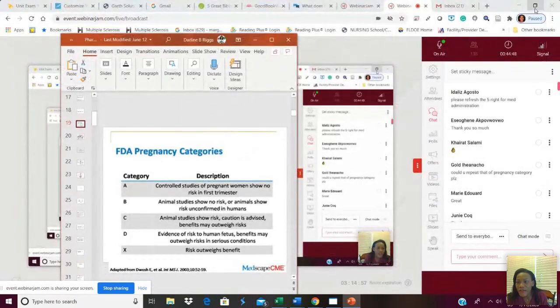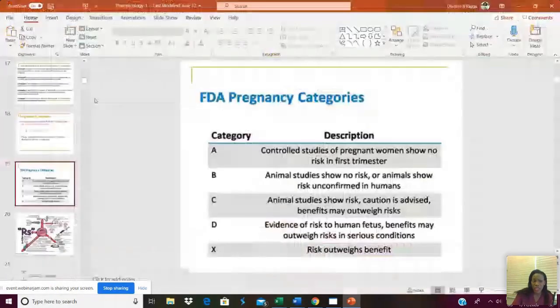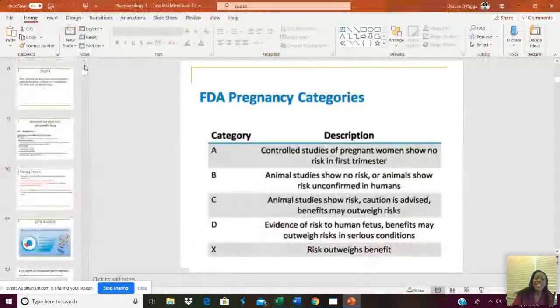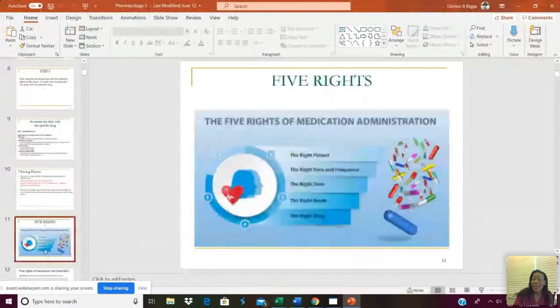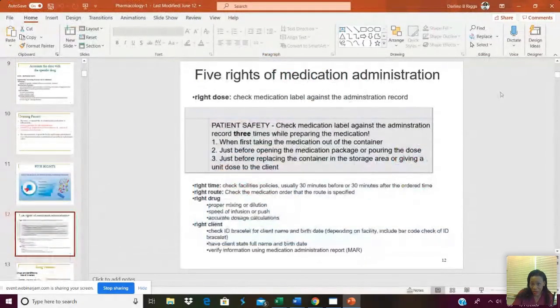Please refresh the 5 rights for med administration. Okay, so what I said with the 5 rights, a lot of times we know them, but we don't go into details as to what they mean. So this slide right here will help you with that. So we know we should give the right dose at the right time, the right route, the right drug to the right client. But I went into a couple of little details.